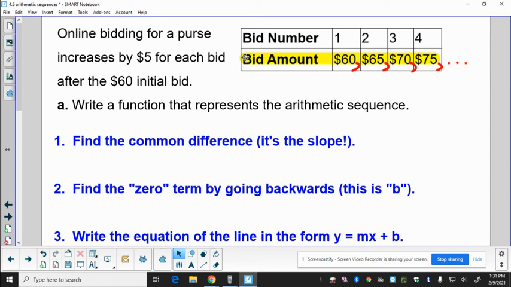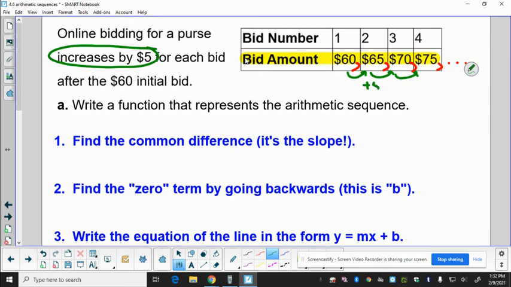So let's write a function for it. Everybody find the common difference, which is the slope, and go through this by yourself and see if you can come up with the correct equation. Then we'll try to answer a question about it if we have to. All right, so what I'm looking at here is, what is that common difference? Well, you're told this in the problem, but it is adding 5. So this slope right here, the common difference is 5, or in other words, the slope is 5.